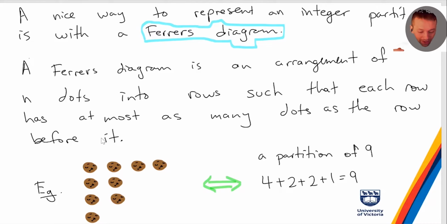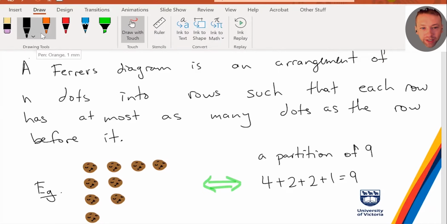The third row has at most as many dots as the second row, and so on. So each row has at most as many dots as the row that came before it. So in total, you have n dots, and you arrange them in rows in this way. Now, I think it's kind of clear that this is the same as a partition, right?